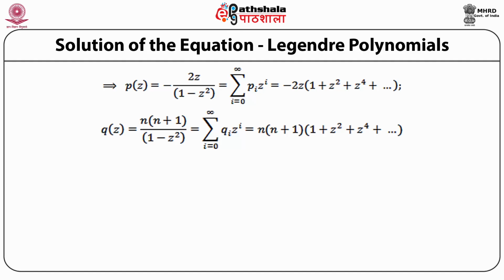This is equal to the summation over i going from 0 to infinity of the terms qi z raised to power i.